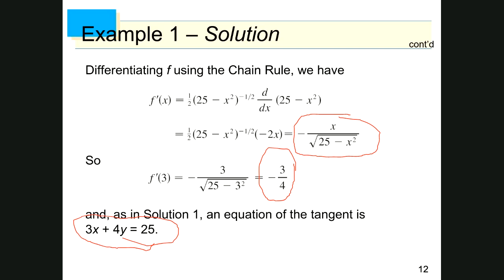Please stick to method 1, where we differentiate implicitly. We make dy/dx the subject, and then we substitute the values of x and y to get our slope. Then we use the equation of a straight line to find the equation of the tangent. All right, straightforward and easy.